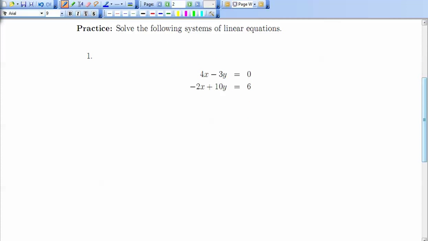Number 1. I've got lots of choices. I can take my equation 1, and I could isolate x or y. If I isolate x, I'll end up with some quarters. If I isolate y, I'll end up with some thirds. How about equation 2? If I isolate x, well, I wouldn't get any fractions at all. If I divide everything there by negative 2, I'd have no fractions. If I decide to isolate y, divide everything by 10, I would get fractions. I'd get some fifths, it looks like. So I think the best choice, if we want to avoid some fractions, is to isolate x in equation 2.